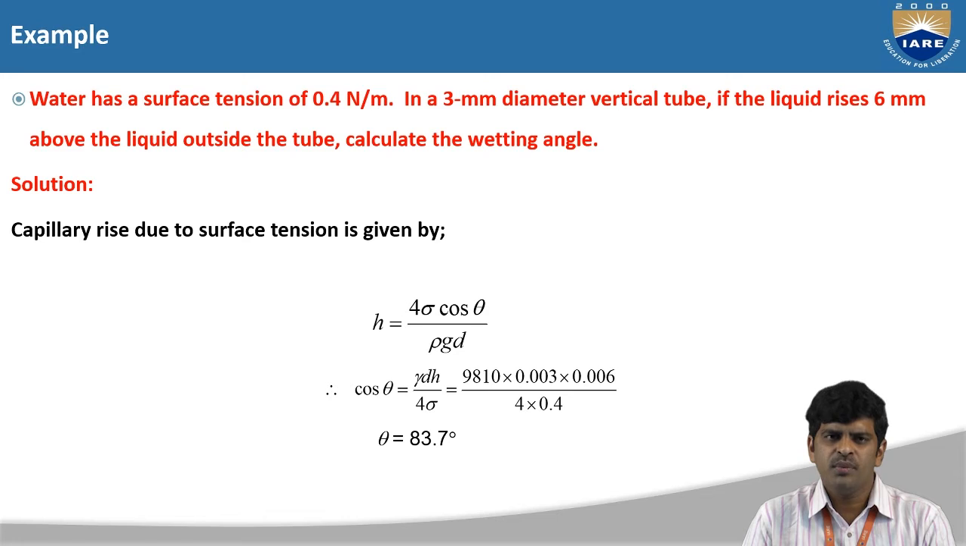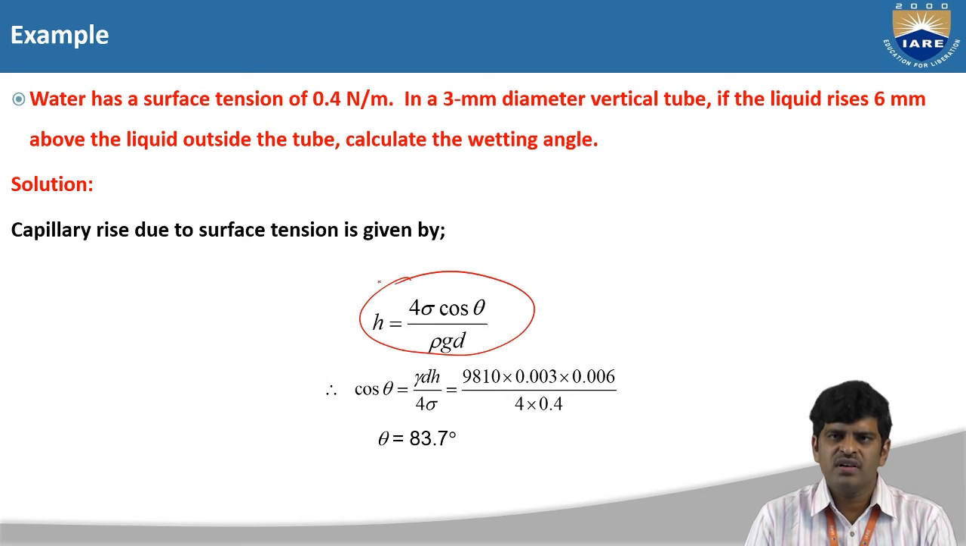Here you need to remember the formula derived for capillary rise or fall, that is h is equal to 4 sigma cos theta by rho g d, where sigma is the surface tension and theta is the angle between the vertical under the meniscus and the horizontal surface. Next, rho is the mass density, g is acceleration due to gravity, d is the diameter of the tube, and h is either the capillary rise or capillary fall.